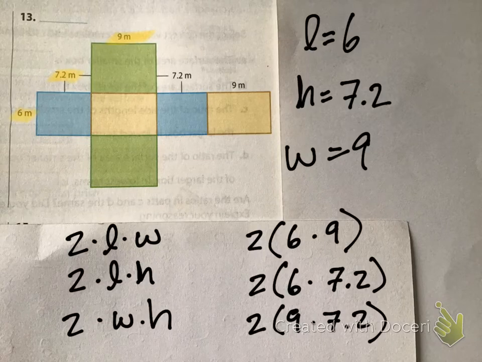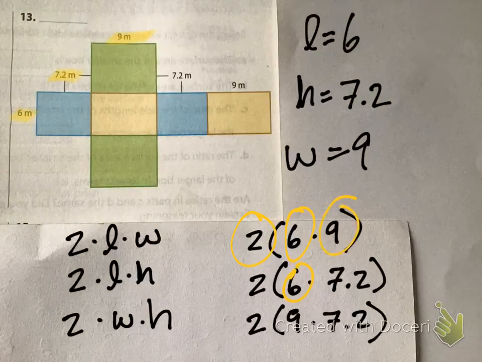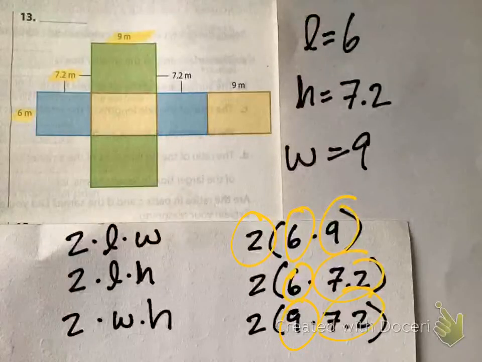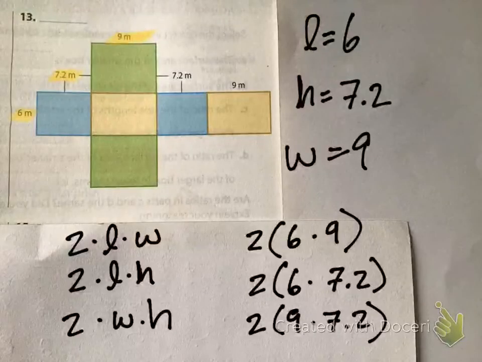It doesn't matter. What is my length? What is my width? What is my height? It does not matter. All that matters is that you have this 2 in front and that you see each number 2 times. This is with rectangular prisms, though.